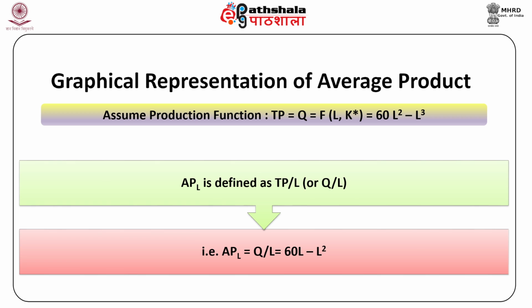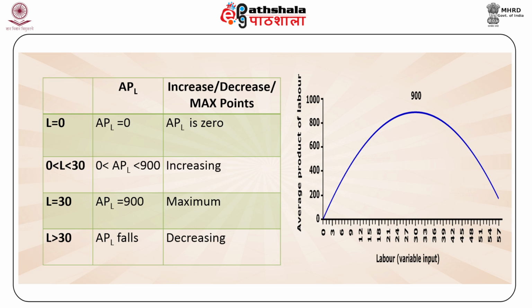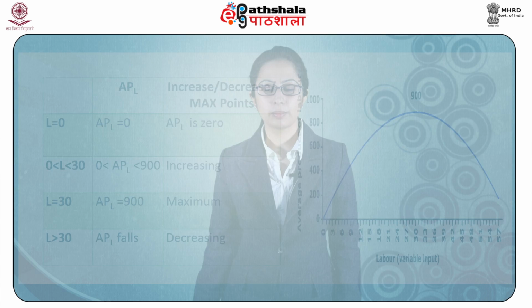Finally, we study the behavior of the average product of labor, APL, as L increases. Recall, APL is defined as TP upon L or Q upon L. That is, APL equals Q upon L equals 60L minus L square. Its values are calculated for the given production function for different levels of L employed and presented in the last panel of table 3. The graphical representation of the APL curve is given in the last panel of figure 3.